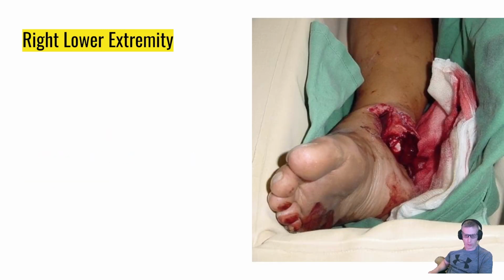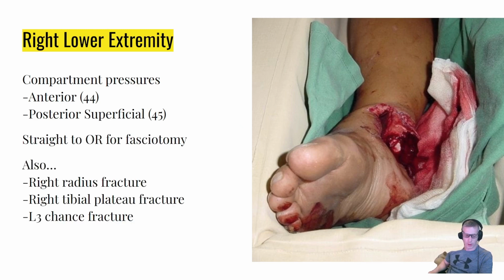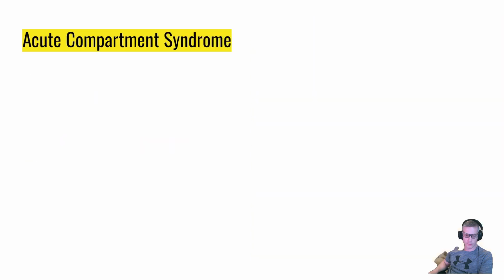We're going to focus on the right lower extremity where he had an open ankle fracture dislocation. The trauma surgeon measured the compartment pressures of the leg, and the anterior and posterior superficial compartments were both dramatically elevated. The patient went straight to the operating room for an emergent surgical fasciotomy. Prior to getting to the operating room, he was also noted to have a right radius fracture, a right tibial plateau fracture, and an L3 Chance fracture.